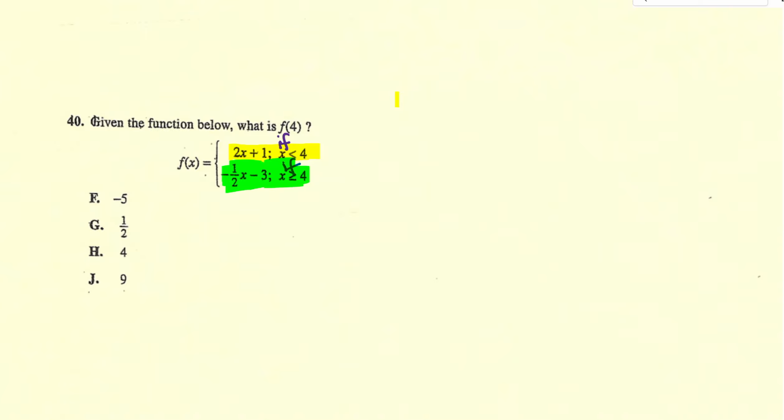So in this particular question, it's telling us to find f of 4. So then what you have to do is decide, because x is 4, am I going to use this top yellow formula that I use if x is less than 4, or am I going to plug into the bottom green formula if x is greater than or equal to 4? Since I am 4, I'm going to use that bottom equation, and I'm going to put a 4 right there. So I'm going to say -1/2 times 4 minus 3 and get f, or -5.